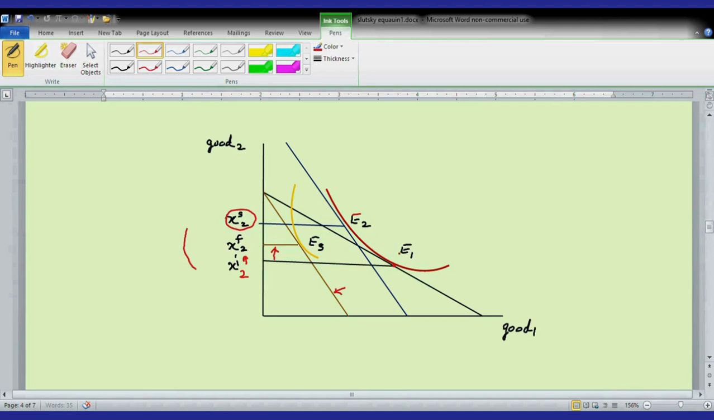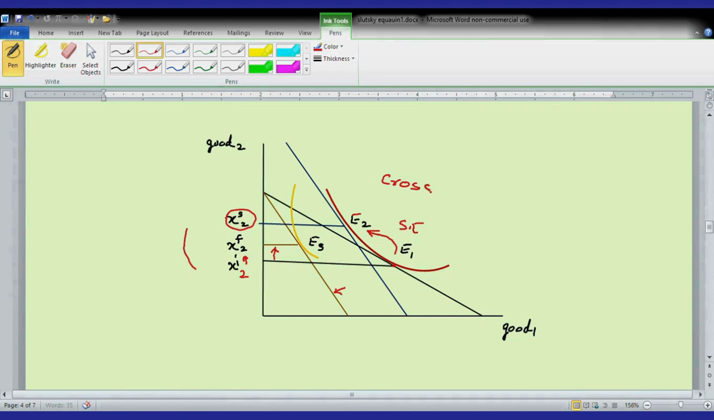This means that the movement from E1 to E2 is in fact the substitution effect, but this time we are not measuring the substitution effect in terms of good 1, we are measuring it in terms of good 2 when the price of good 1 has changed. Because the good of which the price has changed is the other one, and the good in terms of which we are recording the changes in consumption is the second one. Remember that this type of substitution effect is often known as the cross substitution effect.